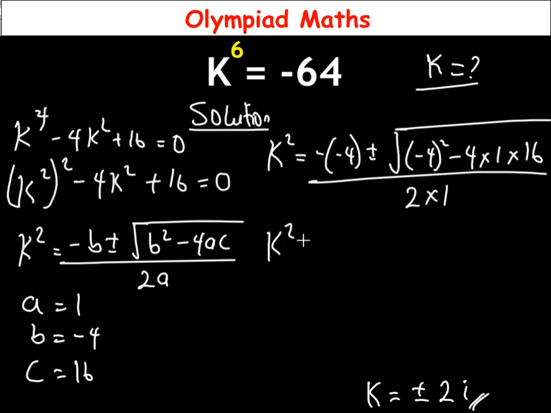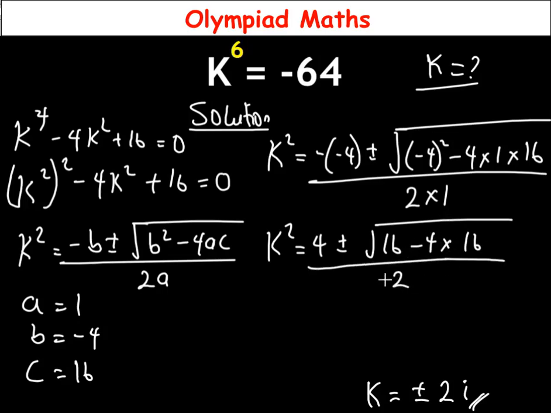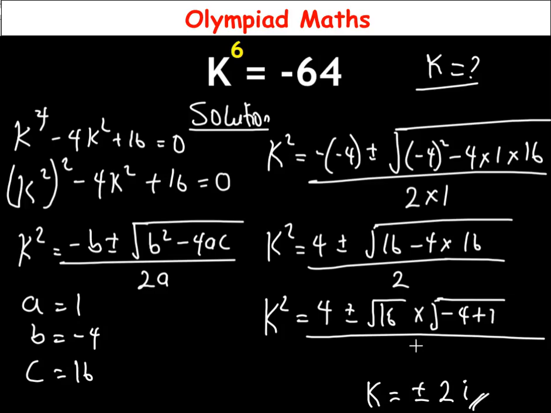So k squared is then equal to minus times minus 4 is plus 4, plus or minus the square root of minus 4 squared is 16, then minus 4 times 1 is minus 4 times, you have 16 here, all over 2 times 1 is 2. So k squared is then equal to 4 plus or minus, now we have it that 16 is a common factor here, right? So factorize out root 16. So root 16 from here, you have times root of minus 4 plus 1 remaining, then all over 2.